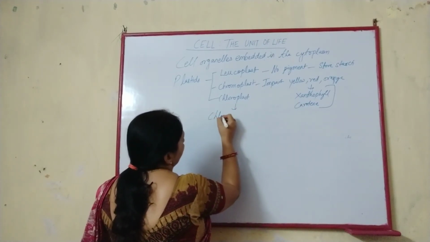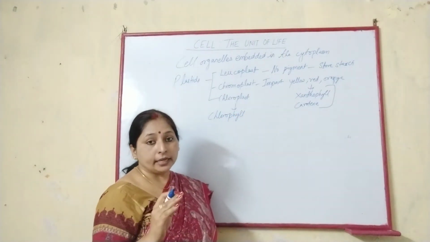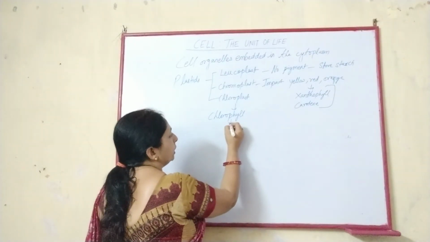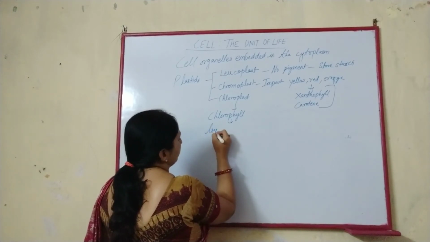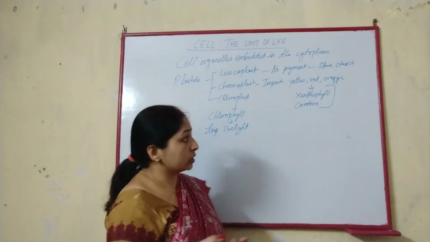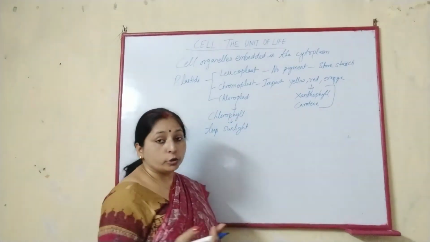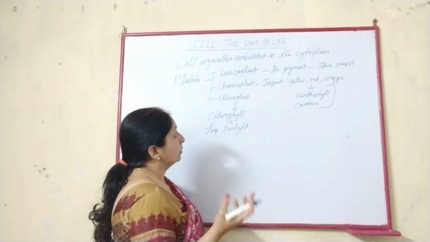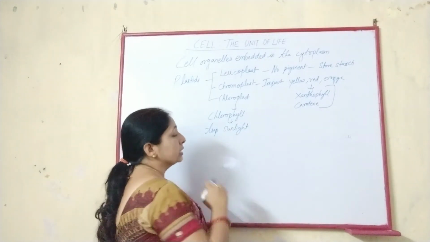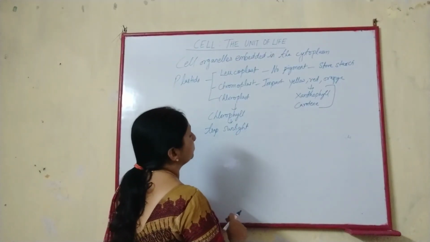Chloroplast contains the pigment chlorophyll. This chloroplast is more abundant in the areas that are exposed to sunlight, and the role of chlorophyll is to trap sunlight for the process of photosynthesis. So all these plastids are present. Leucoplast is for no coloration or white coloration. Chromoplast imparts yellow, red or orange color. Chloroplast is for the green color of the leaves and to trap sunlight.